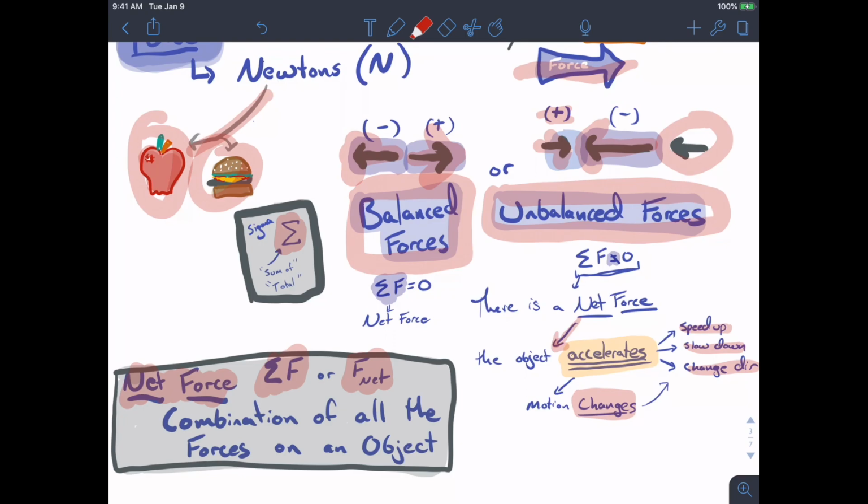All right, now like I said, with balanced forces, there is no net force, and so there's no change in the object's motion. However, with unbalanced forces, the net force is not equal to zero, therefore there is a net force, and the object is going to accelerate or change its motion. The three ways an object can accelerate are speed up, slow down, or change direction.